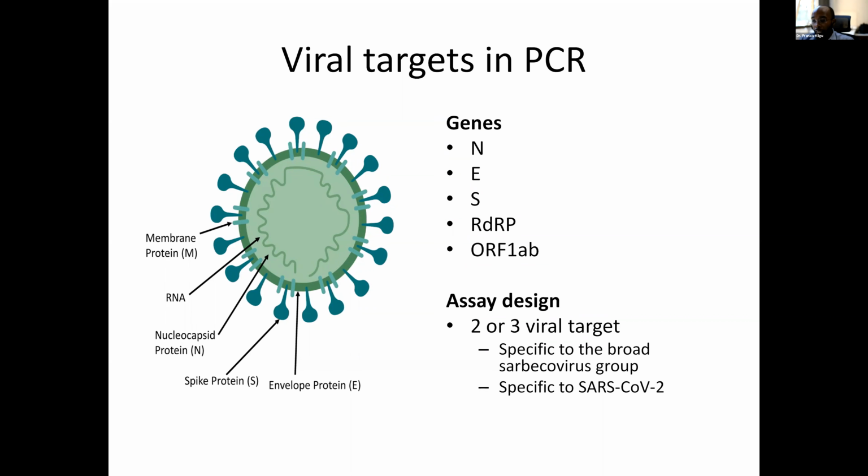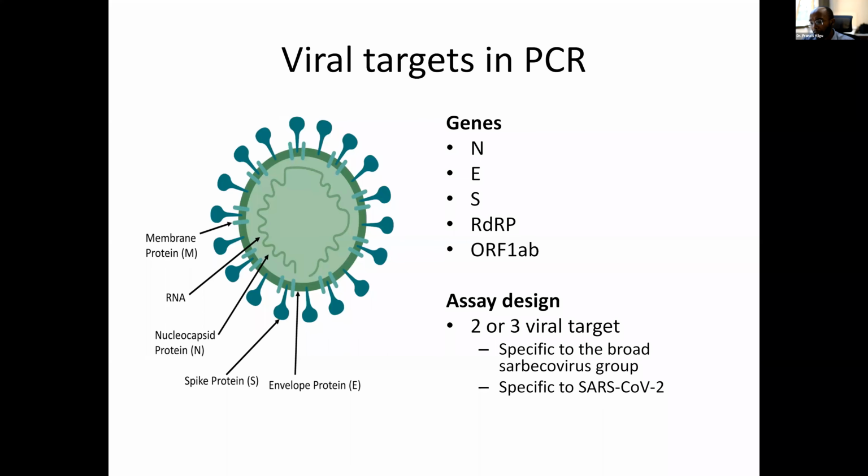So there are various genes that can be targeted in PCR with a view of identifying SARS-CoV-2. For example, the N gene that codes for the nucleocapsid, as well as the E gene that codes for the envelope. We have the S gene that codes for the spike protein. We have the gene that codes for the RNA-dependent RNA polymerase. And then we also have the open reading frame 1AB, that codes for quite a number of proteins, including helicase, as well as the RNA-dependent RNA polymerase.